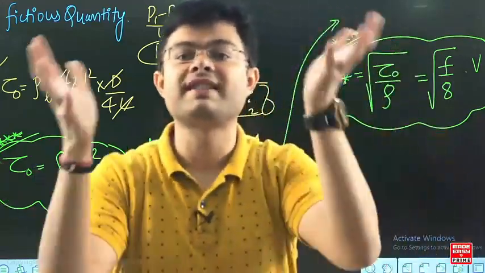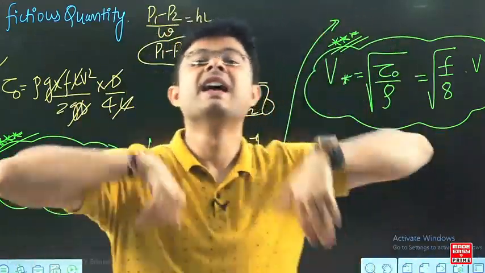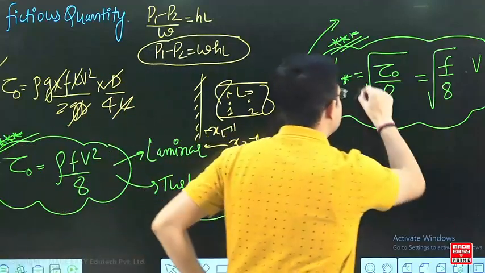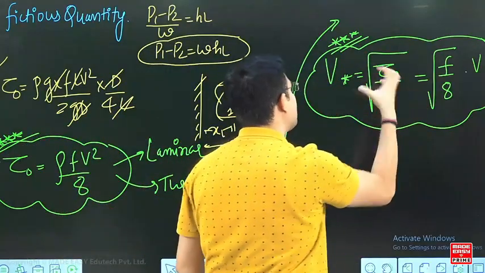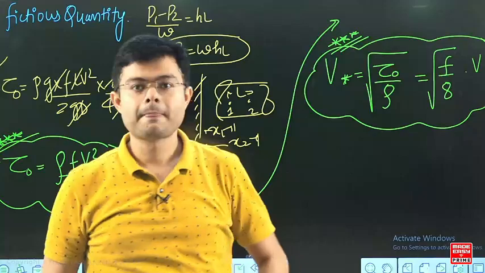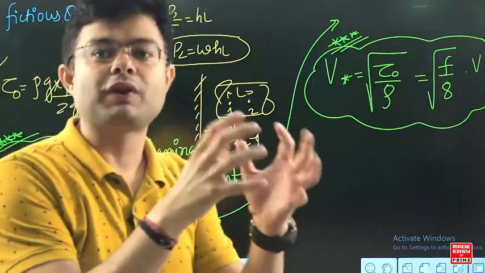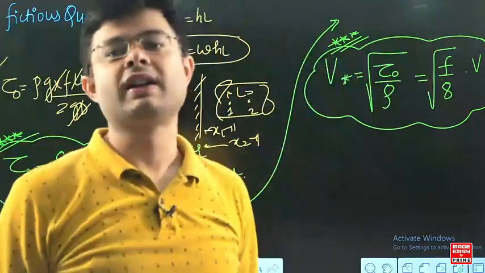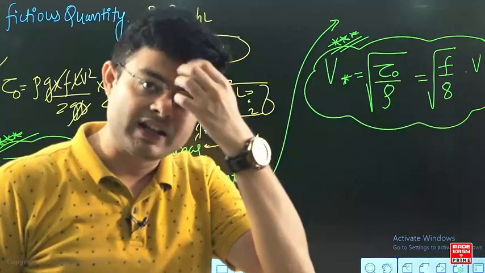So just for the sake of simplicity, scientists said that this complete term, under root of tau naught by rho, will be written as V star. This complete term under root of tau naught by rho will be written as what? V star. Are we clear?